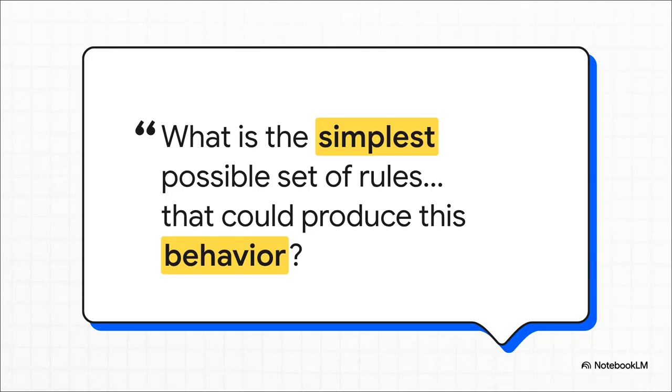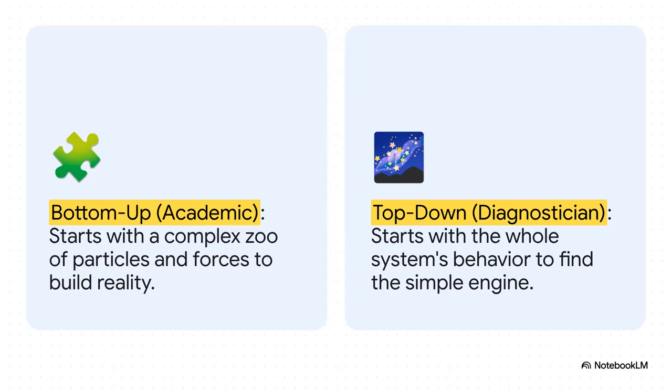This approach just completely flips the script on how we ask questions. Instead of asking what is an electron, the diagnostician asks, okay, I see this behavior that looks like an electron. What's the absolute simplest set of rules that could possibly create that? You see the shift? It's a huge change from what is it to what does it do. And this reveals two totally different ways of looking at things. You've got the standard academic view, which is usually bottom-up. It starts with this whole zoo of different particles and forces, trying to build reality from all these tiny pieces. But the top-down diagnostician's view, it starts with the behavior of the entire system and works backwards to find that simple engine driving it all.